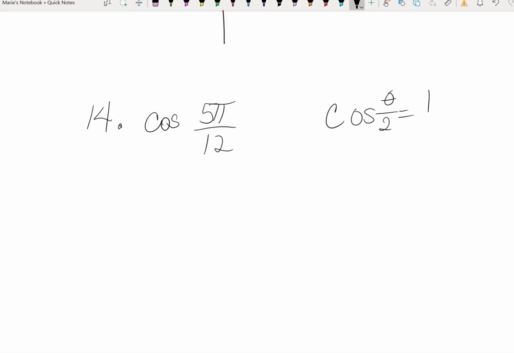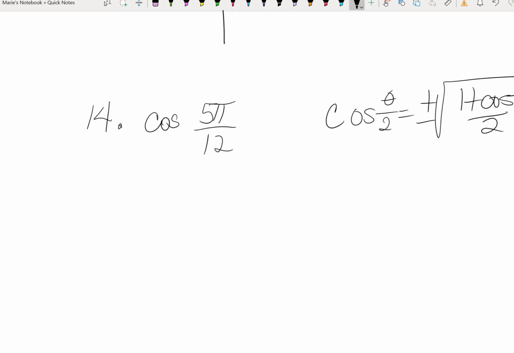Okay, so for this one we have number 14, and we're using a half angle formula to find the exact value of the expression. They're giving you cosine of 5 pi over 12. And so I kind of like to cheat this one a little bit. And by the way, since we're finding the half angle formula for cosine, let me just start you with cosine of theta over 2 is equal to plus or minus the square root of 1 plus cosine theta over 2.